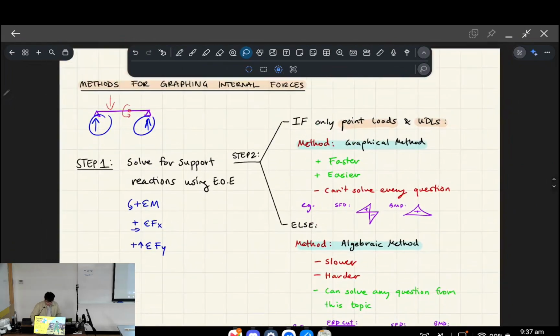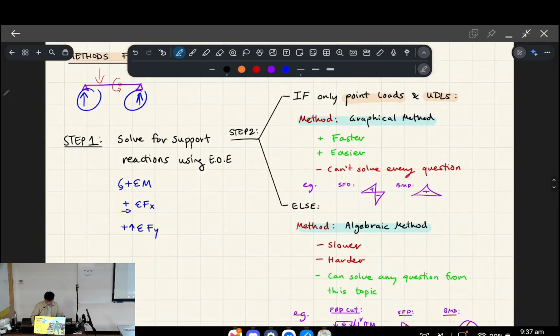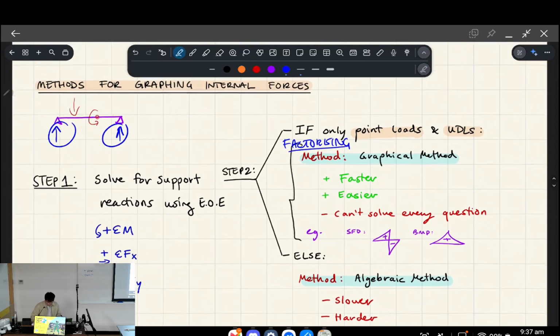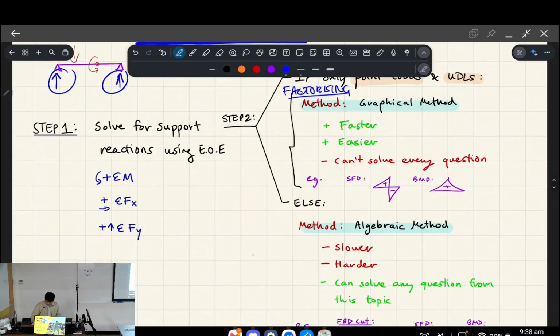This is the comparison that I'm going to make with the following methods that I'm going to show you. So you've got the graphical method and the algebraic method. Now the graphical method is essentially your equivalent of factorizing. The output, by the way, I should mention, is that we want to graph the internal forces along the beam. So instead of finding the roots of a quadratic, we want to find a line, or multiple lines, that describes internal shear and internal moment for a beam. So that's your factorizing equivalent, and the algebraic method is your quadratic formula equivalent.